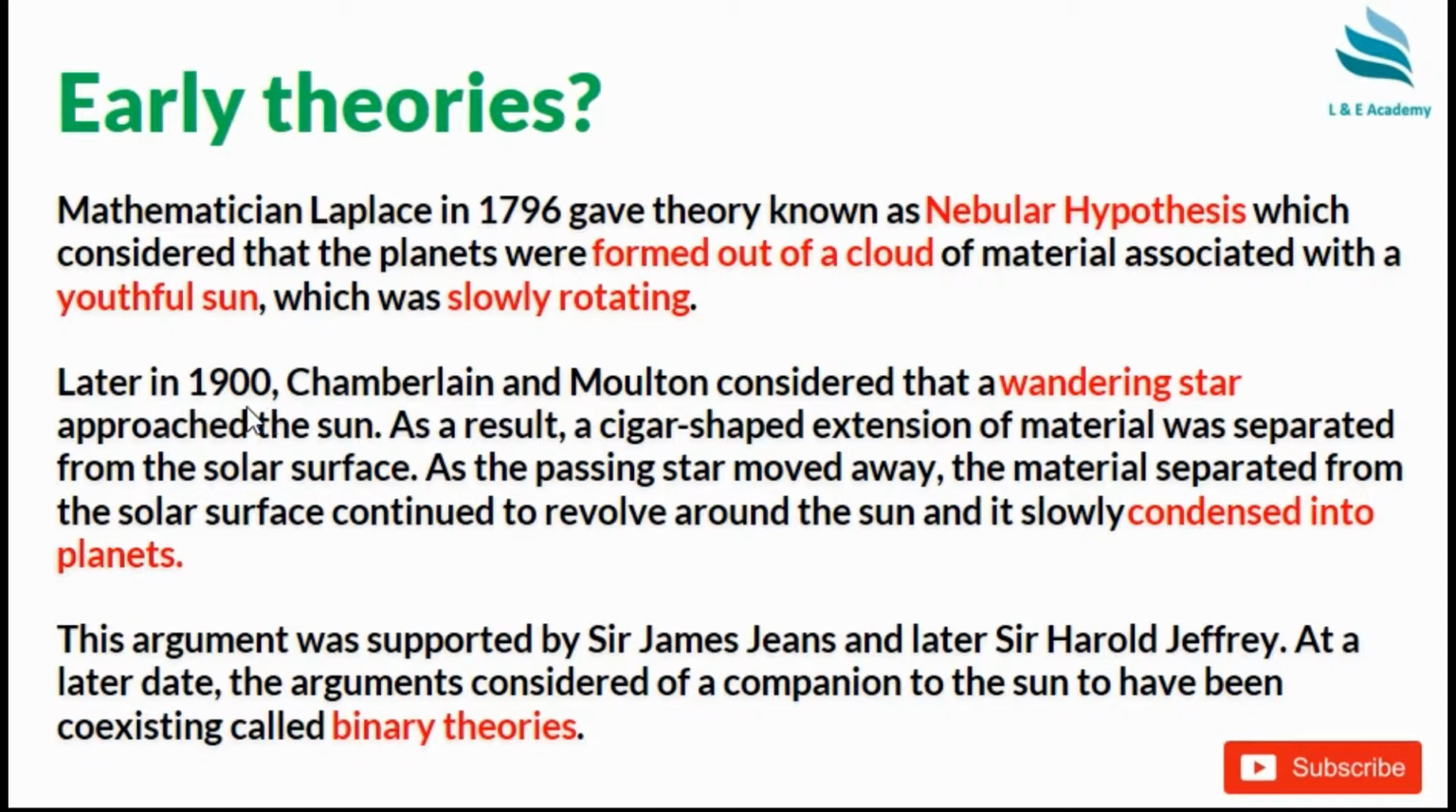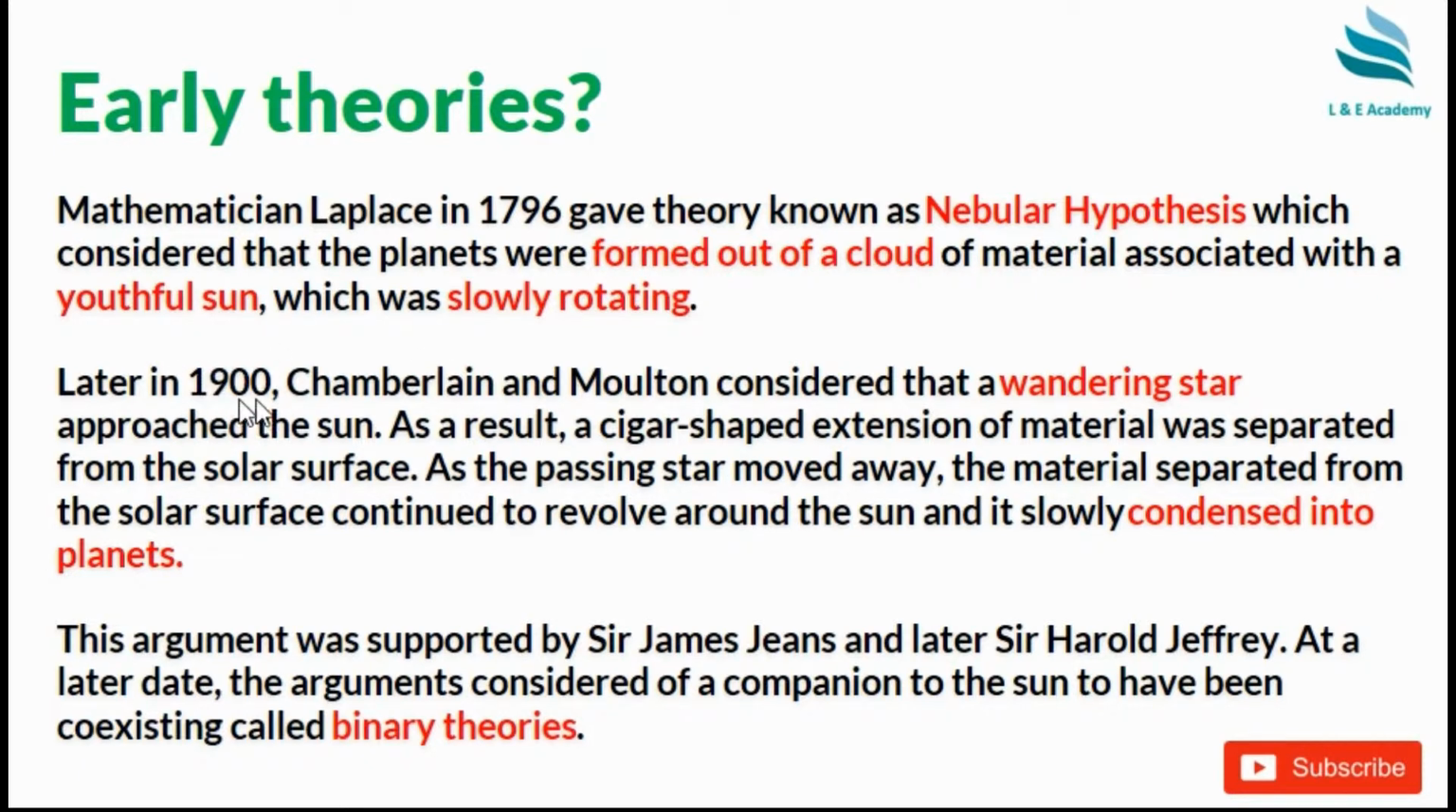Now later, in 1900, Chamberlain and Moulton considered that a wandering star approached the sun. As a result, a cigar-shaped extension of material was separated from the solar surface. As the passing star moved away, the material separated from the solar surface continued to revolve around the sun, and it slowly condensed into the planets.